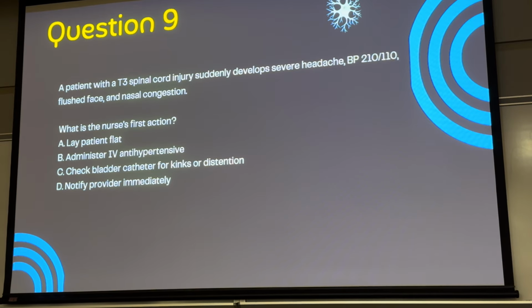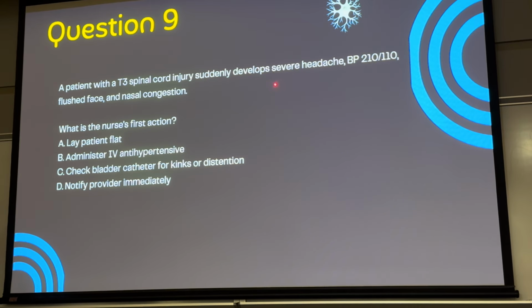Patient with a T3 spinal cord injury suddenly develops severe headache, BP of 210 over 110, flushed face, and nasal congestion. First nursing action. Wow. Everybody like C? Okay. What's he experiencing right now? Autonomic dysreflexia. Good.